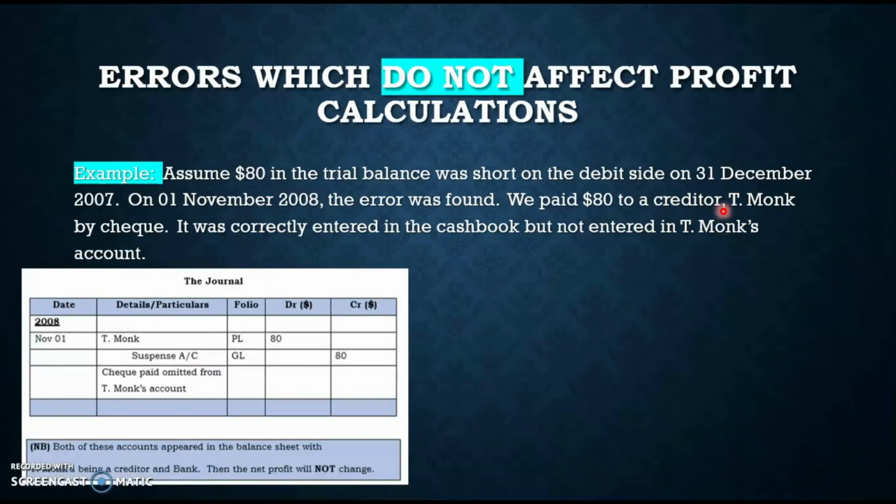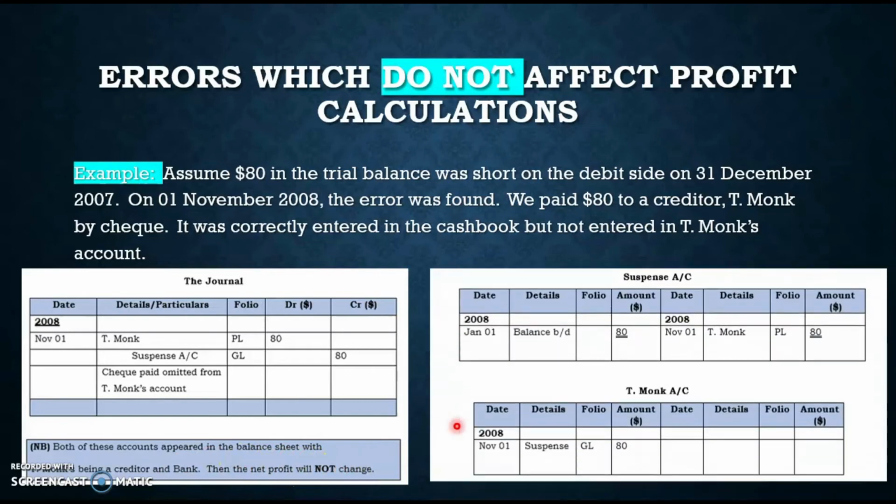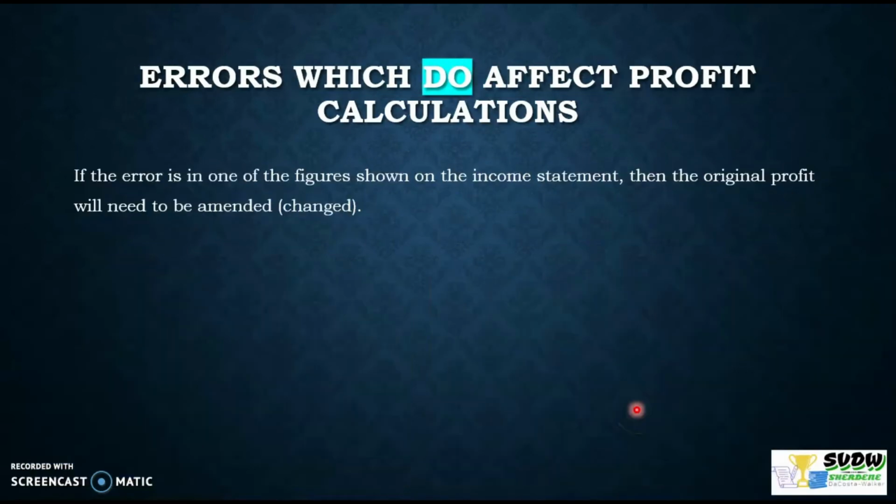So let's go and look. We would have debited T-Monk and credited the suspense account. But please note that both of these accounts appear on the balance sheet, with T-Monk being the creditor and bank. Then the net profit would not change, just as I had mentioned before, and you would have had the ledger information to show that.